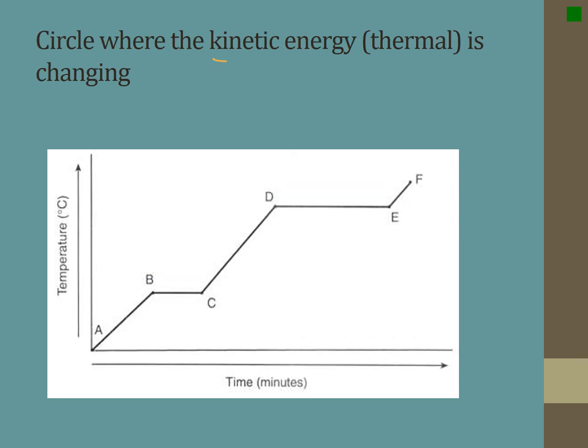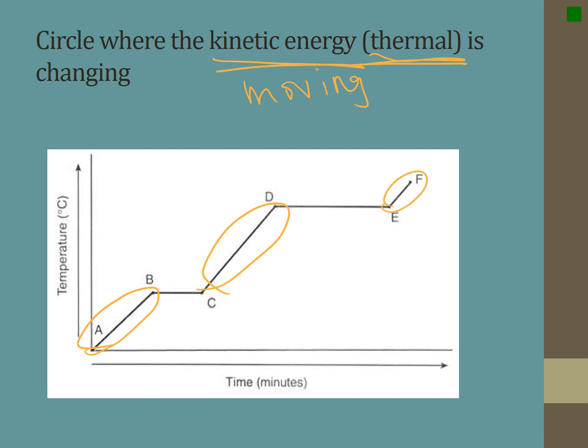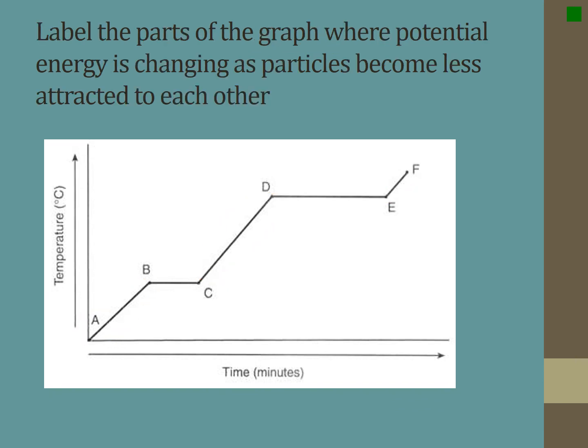Circle where the kinetic energy, remember that's movement, is changing. So where is your movement, which is emphasized by your thermal, changing? Well, that would be where your temperature is changing. So it's anytime your temperature is changing. And now let's label where your potential energy is changing because the particles become less attracted to each other, okay? So what am I talking about here? I am talking about phase changes. So where are my phase changes occurring?